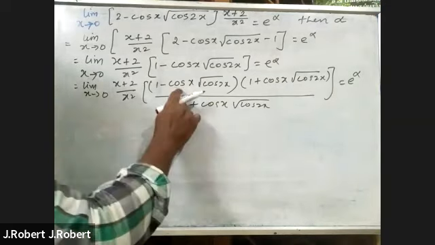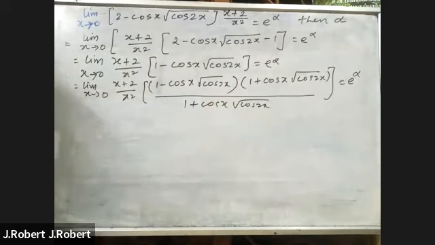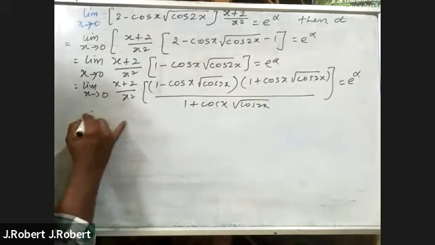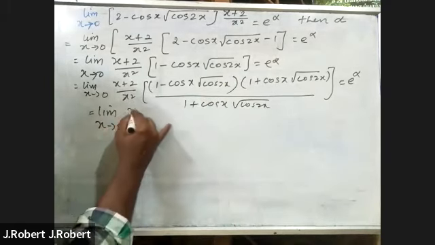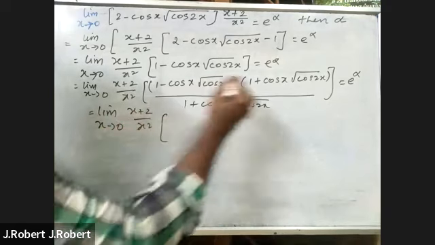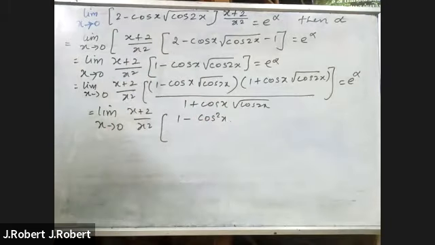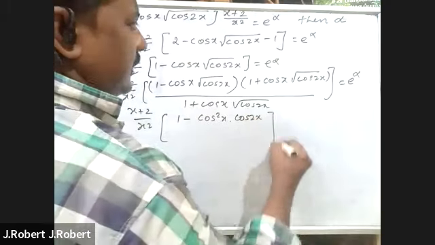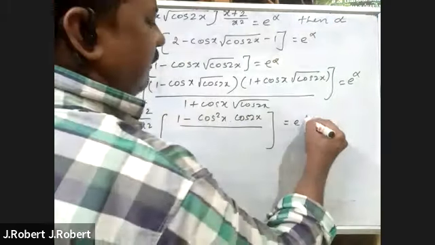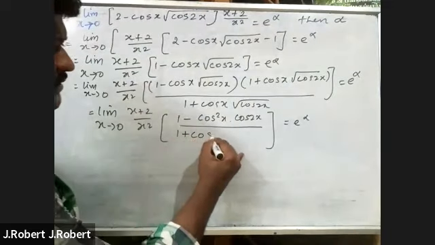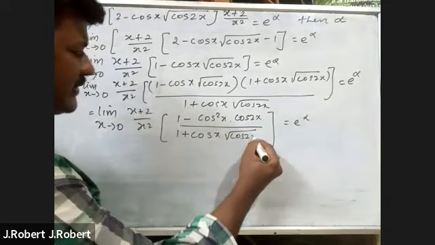So now this is of the form a plus b, a minus b. Any doubt? No. 1 minus cos x root cos 2x into 1 plus cos x into root of cos 2x. Limit x tends to 0, x plus 2 divided by x square, a square minus b square. 1 minus, squaring, we get cos squared x into square root of cos 2x becomes simply cos 2x. We can write this as 1 minus cos 2x divided by 1 plus cos x root cos 2x, which is equal to e power alpha.